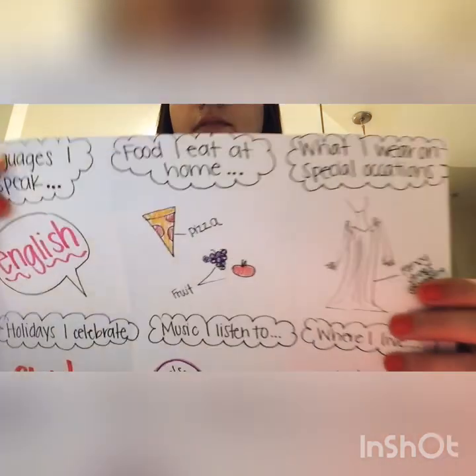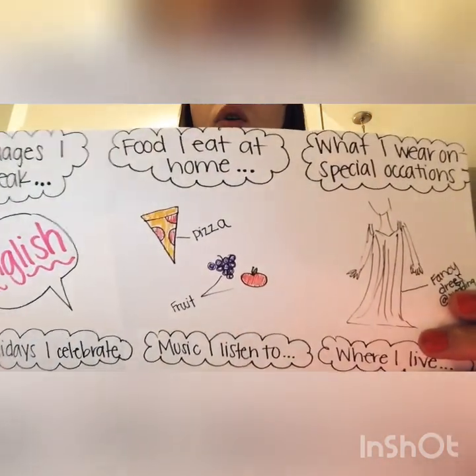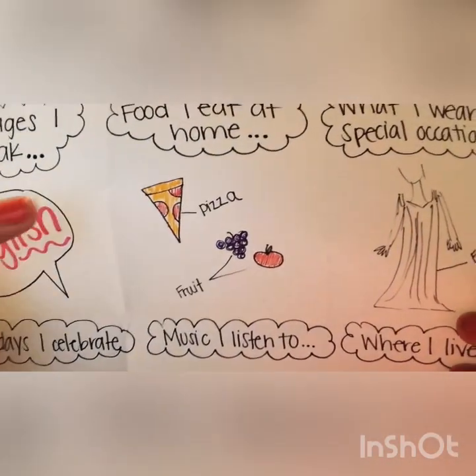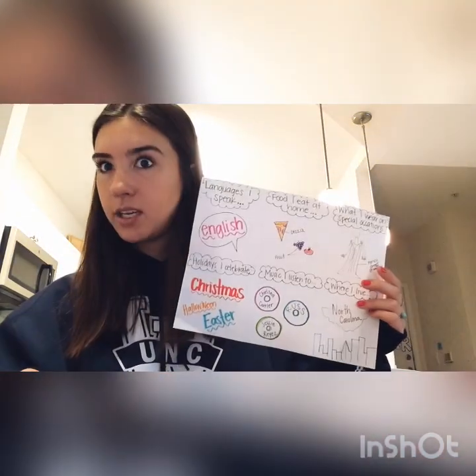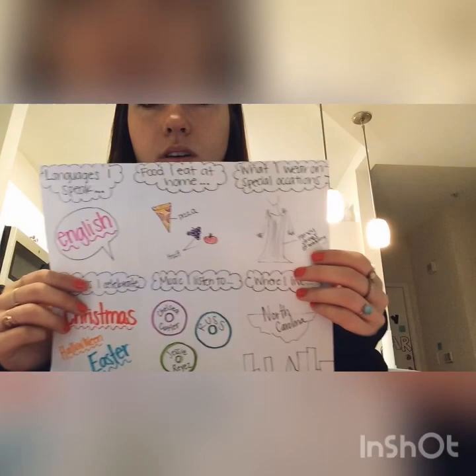The second thing you're going to tell me is your favorite food that you eat at home. So I've got food that I eat at home, and I've got pizza and fruit. I love fruit, but I also love to eat pizza at home.